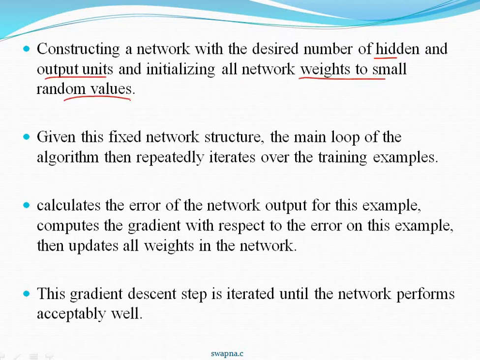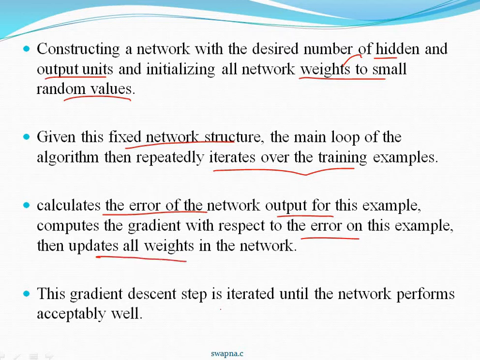Here we construct the network with the desired number of hidden and output units, initializing all the network weights to small random values. That is what is given in the steps of the back-propagation algorithm. We initialize all the weights to small random numbers, and according to the network we take some number of hidden neurons and output units, and we consider this as a fixed network structure. Every time we iterate over all the training examples to make it perfect. We iterate through all our training examples, calculate the error of the network output for these examples, and depending upon that error we update all the weights in the network.